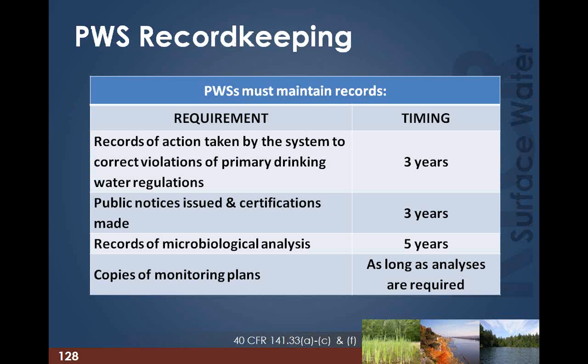When it comes to record keeping, what the public water systems must maintain: any records of action taken by the system to correct their violations must be kept for 3 years. Public notices that are issued and certifications made, 3 years. Records of microbiological analysis, 5 years. Copies of monitoring plans as long as analyses are required.